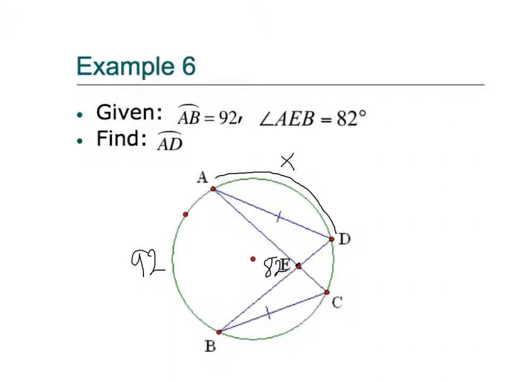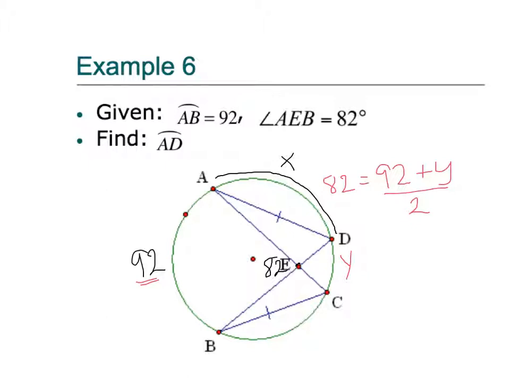Okay, how am I going to do that? I haven't been given that much information, but let's see what we have. I've got an interior angle, it's 82 degrees. I've got an intercepted arc on one side, which is 92, and I have an intercepted arc over here on the other side. So I'm going to piece this information together. I know that 82 degrees is the sum of its intercepted arcs, which is 92 plus y, and I have to divide it by 2.